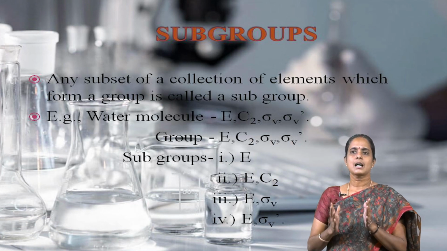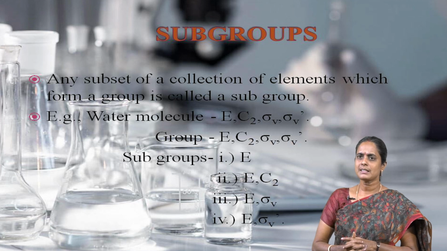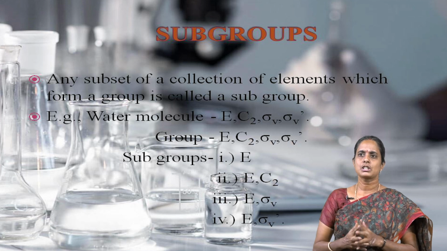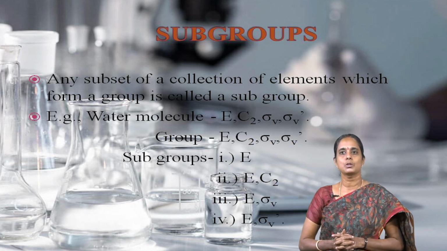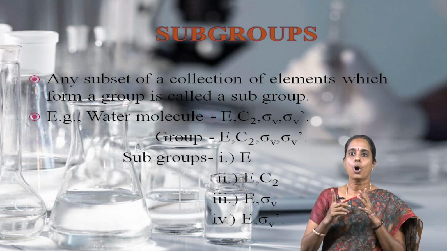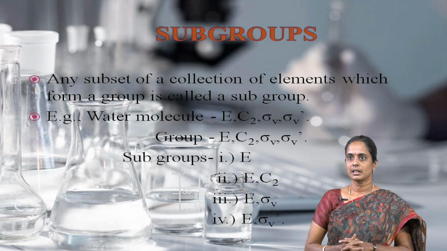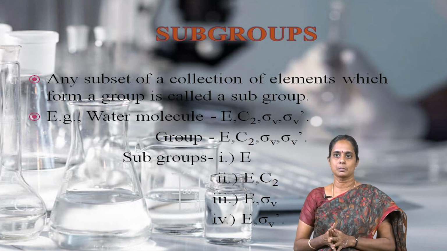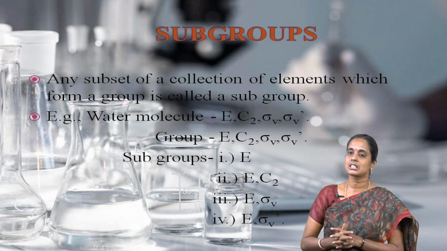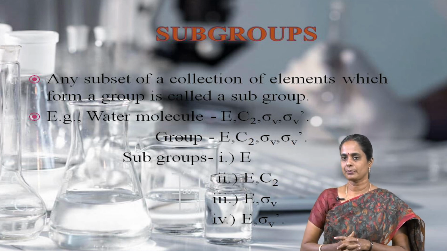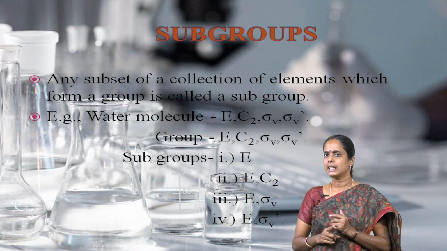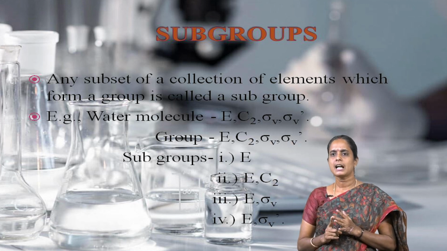Now, subgroups. A subgroup means any subset of a collection of elements which forms a group. The elements of a subgroup should satisfy all the rules of the group. If h is the order of the group and g is the order of the subgroup, then h and g are the natural numbers.